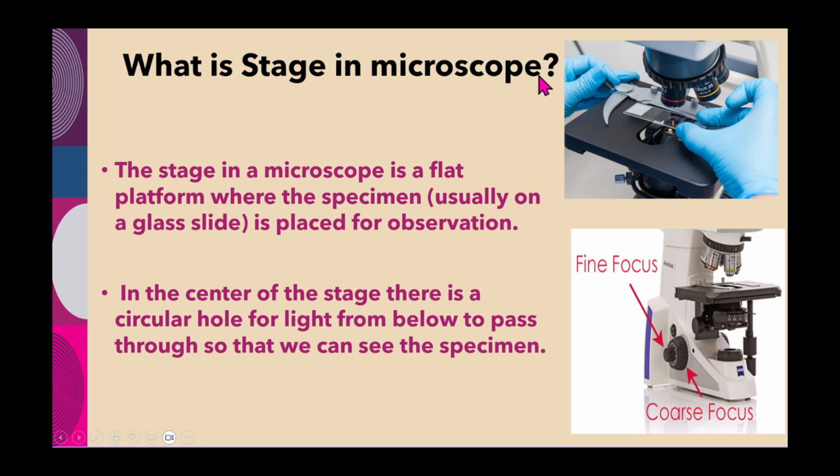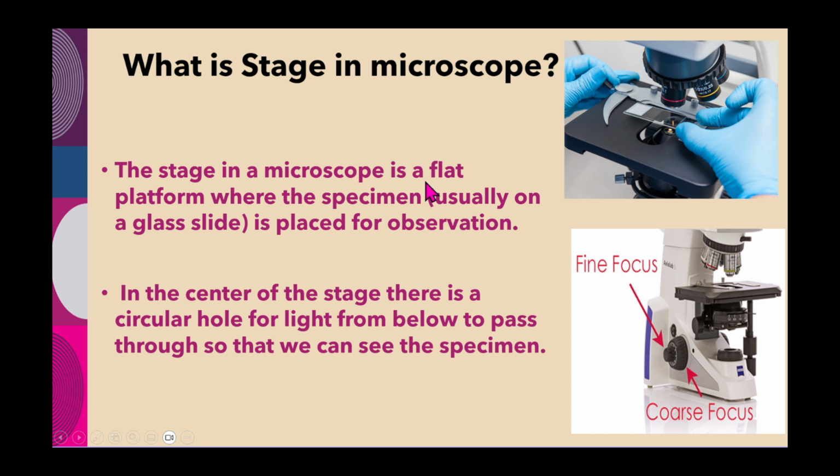What is the stage in the microscope? The stage in a microscope is a flat platform where the specimen, usually on a glass slide, is placed for observation. This is the stage where we place the slide, and the specimen is placed on the slide.